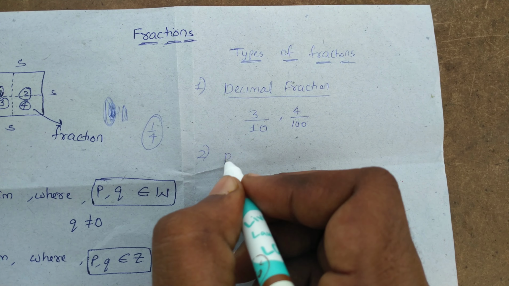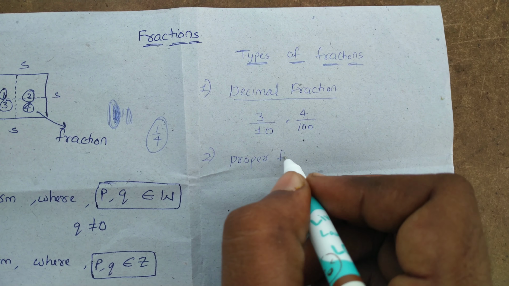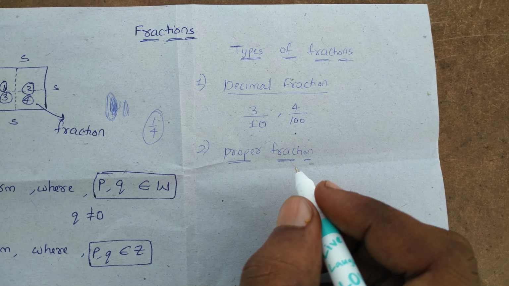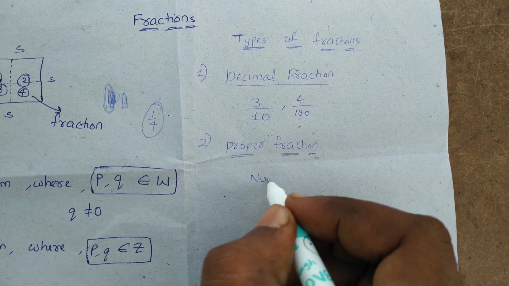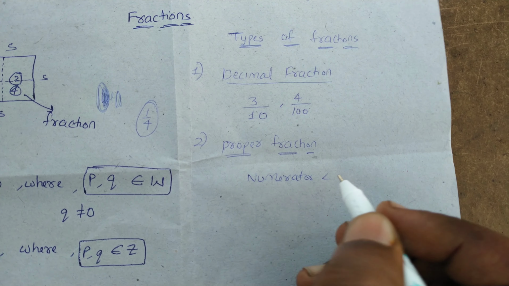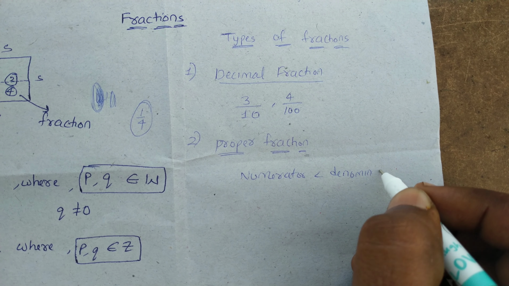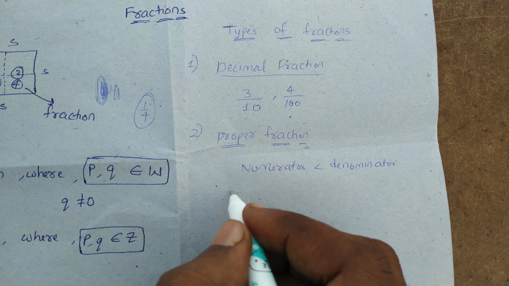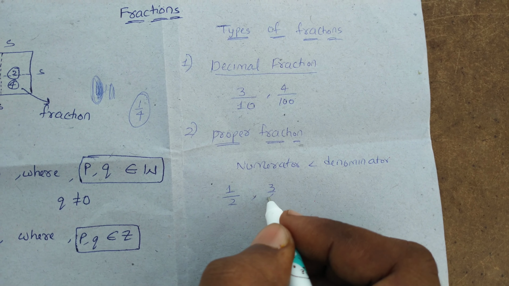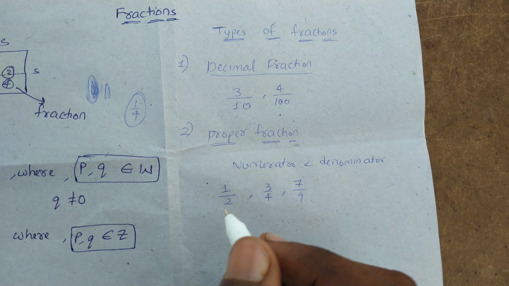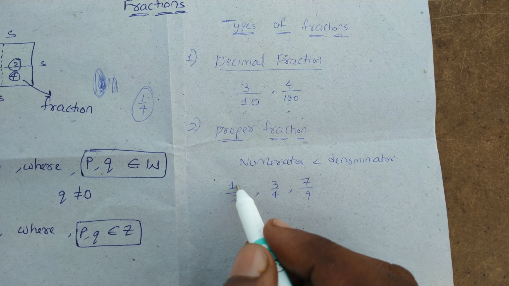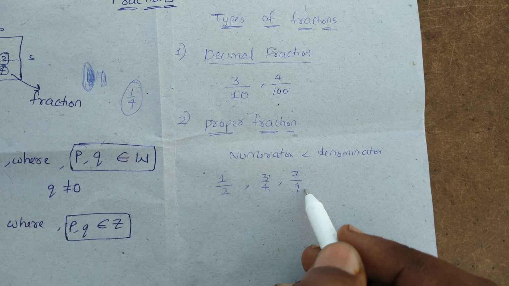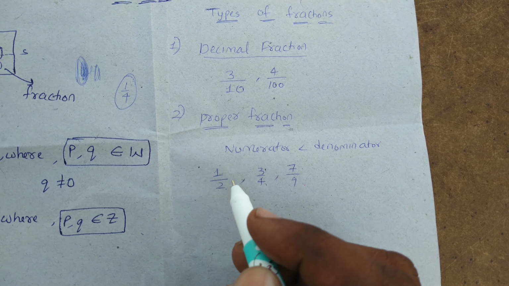What is the next fraction? Proper fraction. A proper fraction is where the numerator is less than the denominator. For example, 1 by 2, or 3 by 4, or 7 by 9. If you consider these examples, every time the numerator is less than the denominator, right? Here also the numerator is less than the denominator, and here also. So these fractions are called proper fractions.